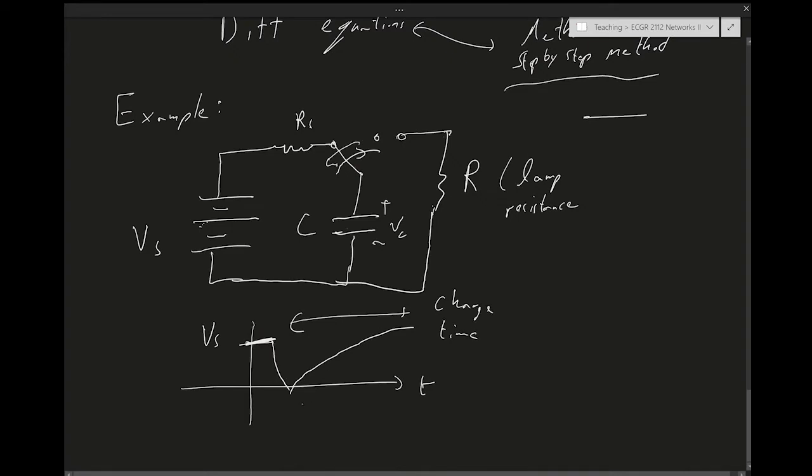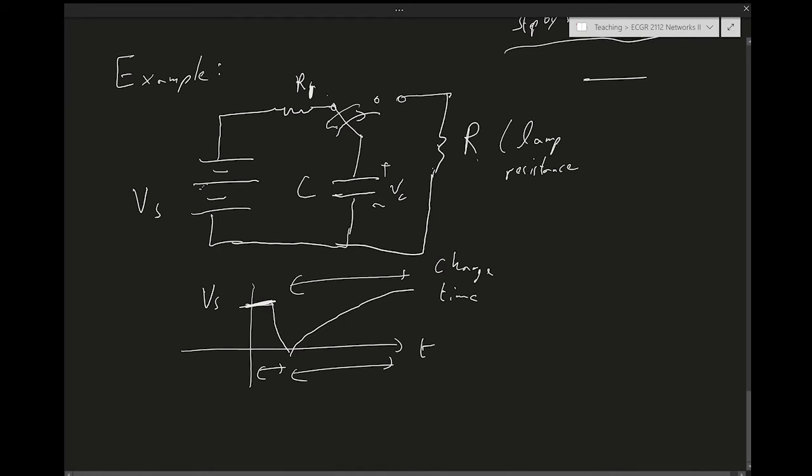And this discharge time and this charge time are going to depend on the network, on the parameters of the circuit, on R1 and R. That's what first order analysis gives us. It allows us to understand how that time constant changes depending on how the network changes. So this is a practical example.